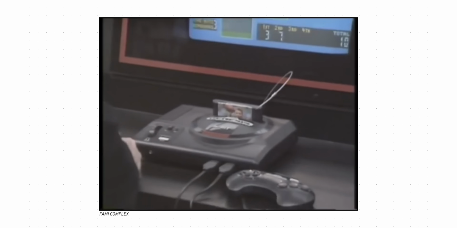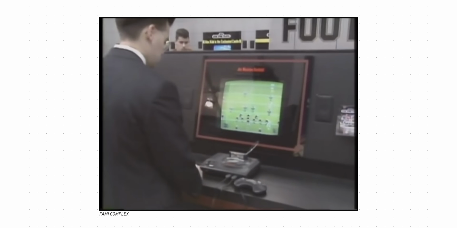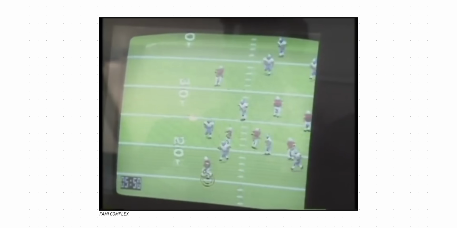For people who grew up in the computer era, their first taste of digital technology was probably with a video game, a hugely successful invention that first made its appearance in the mid-70s.